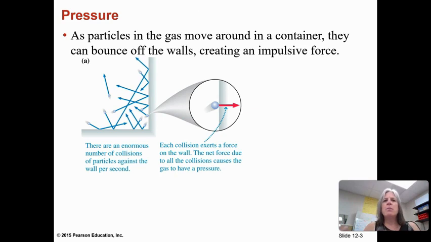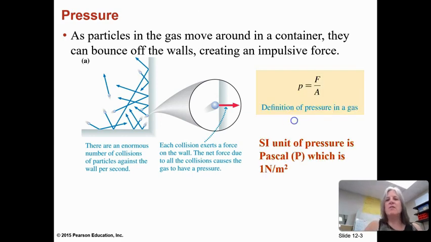So gases create pressure because they're constantly moving around. They're bumping off each other and the walls of the container, and anytime we have a collision, we're going to create an impulsive force, right? And the faster we're moving, the bigger that impulsive force is, right? If you run into something when you're running fast, it hurts a little more than if you're going slow. So we call that an impulsive force.